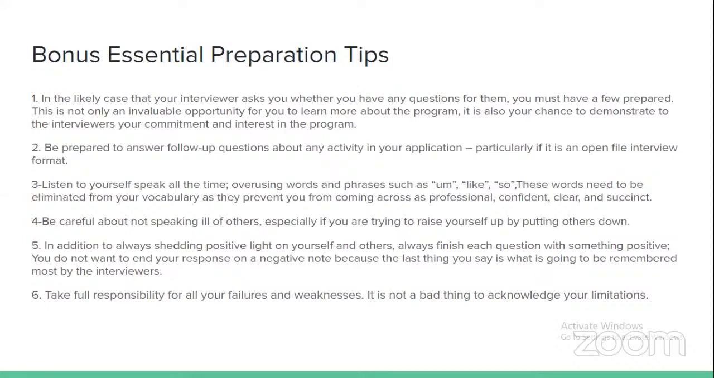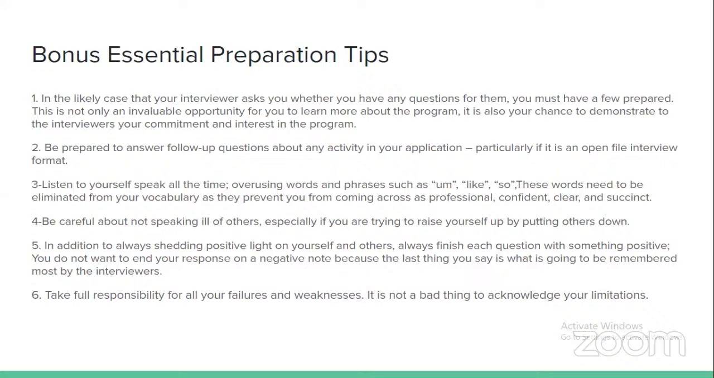I have more preparation tips regarding the interview. In the likely case that your interviewer asks you whether you have any questions for them, you must always have a few questions prepared in advance. This is not only an invaluable opportunity for you to learn about the program, but it's also a chance to demonstrate to the interviewer your commitment and interest in the program. You also have to be prepared to answer follow-up questions about any activity in your application. You have to read your application, particularly if it is an open file interview format. You have to listen, as we said previously, sorry.